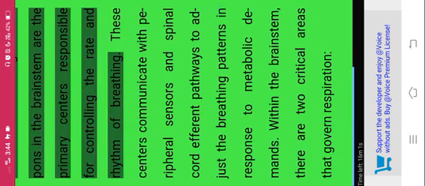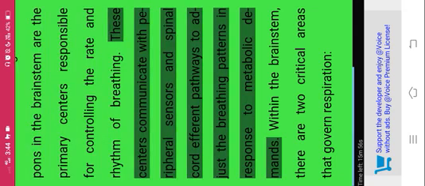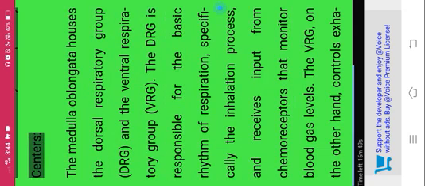The medulla oblongata and pons in the brainstem are the primary centers responsible for controlling the rate and rhythm of breathing. These centers communicate with peripheral sensors and spinal cord efferent pathways to adjust the breathing patterns in response to metabolic demands. Within the brainstem, there are two critical areas that govern respiration: the medullary respiratory centers.